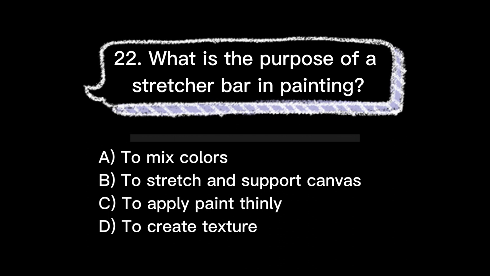Twenty-two. What is the purpose of a stretcher bar in painting? A. To mix colors. B. To stretch and support canvas. C. To apply paint thinly. D. To create texture. In 10 seconds, which do you think is the correct answer?